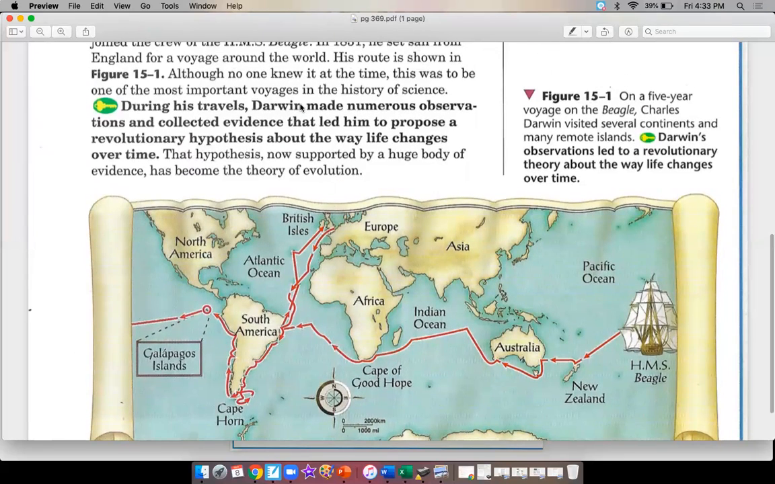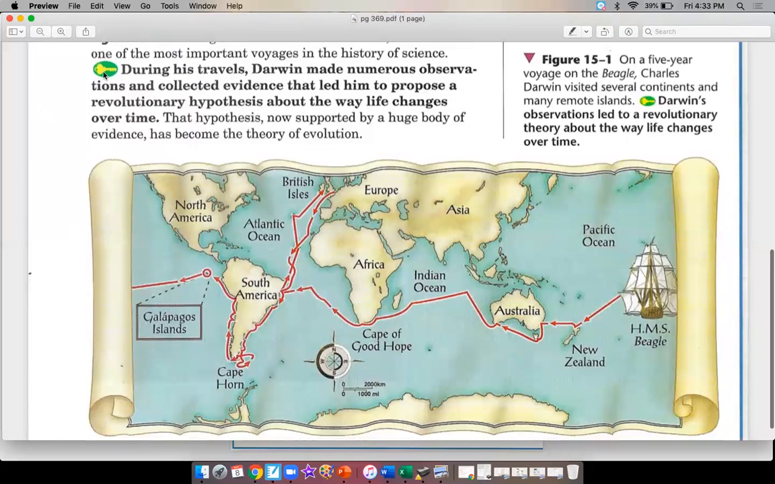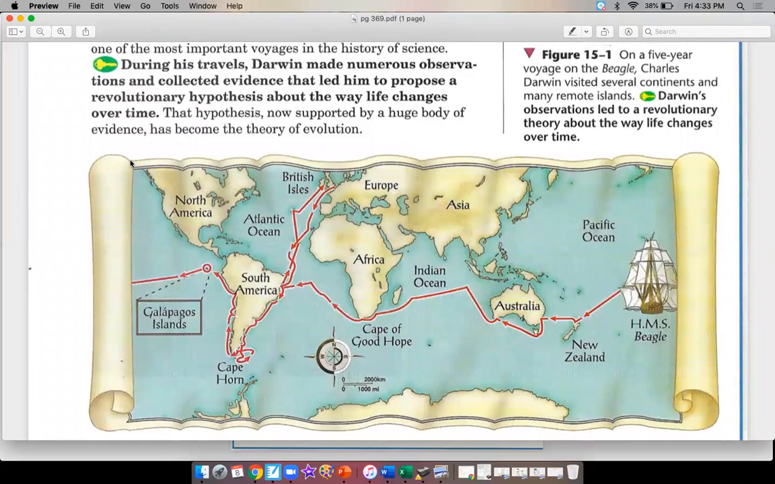Although no one knew it at the time, this was one of the most important voyages in the history of science. Key symbol here means it's very important. During his travels, Darwin made numerous observations and collected evidence that led him to propose the revolutionary hypothesis about the way life changes over time. That hypothesis, now supported by a huge body of evidence, has become the theory of evolution. Remember what I said. His deal wasn't evolution in itself. It was what causes evolution.